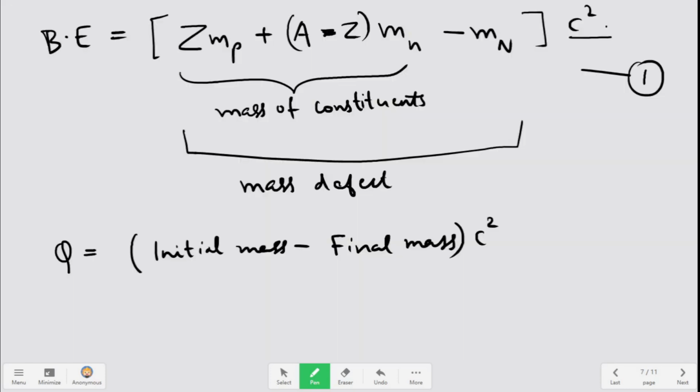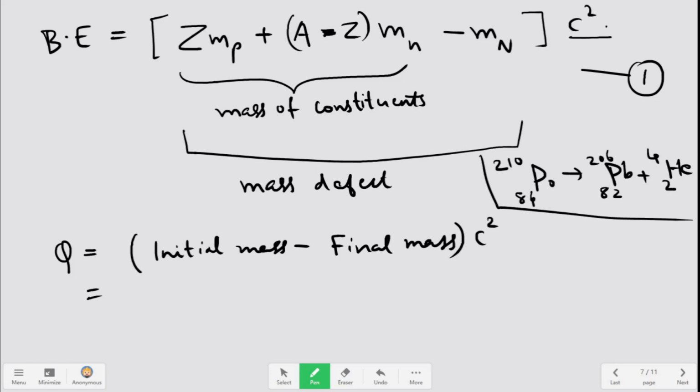Now for Q value, we have the relation initial mass minus final mass into C square. In the case of alpha decay, we have the relation polonium-210 decaying to Pb-206, this is 84, this is 82, plus helium-4 with 2. This is the equation for alpha decay of polonium-210.